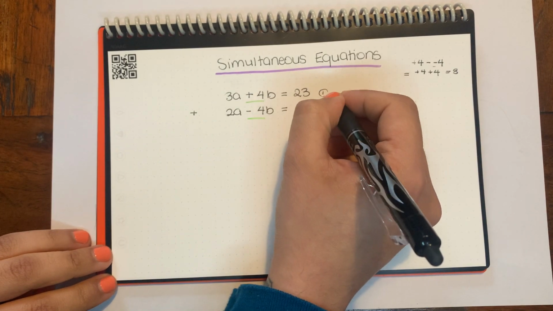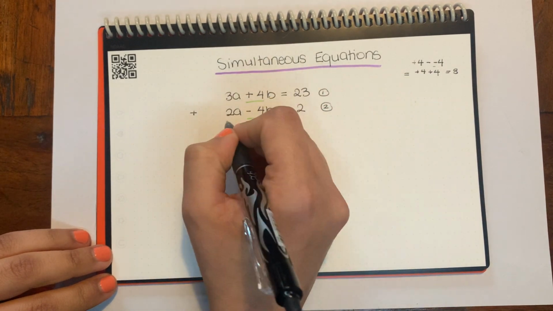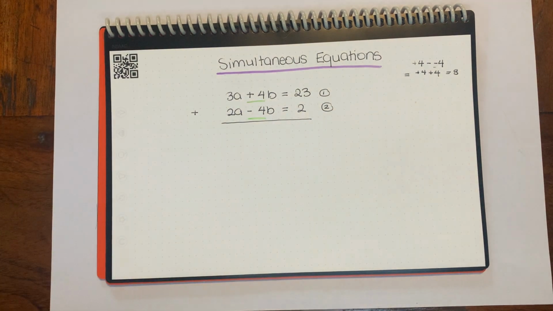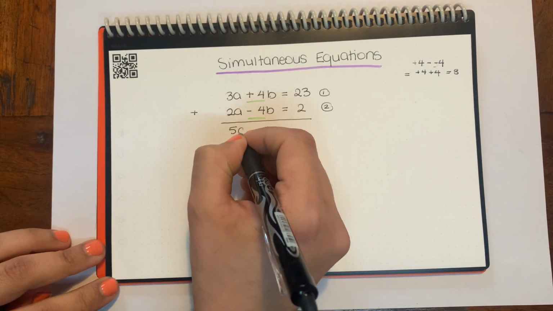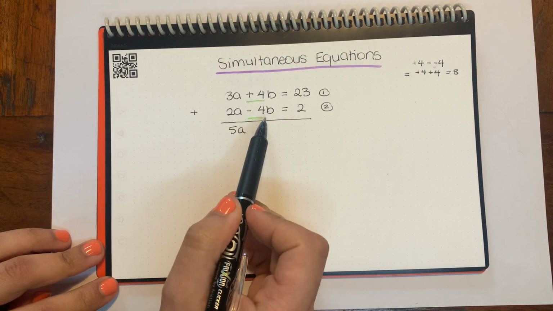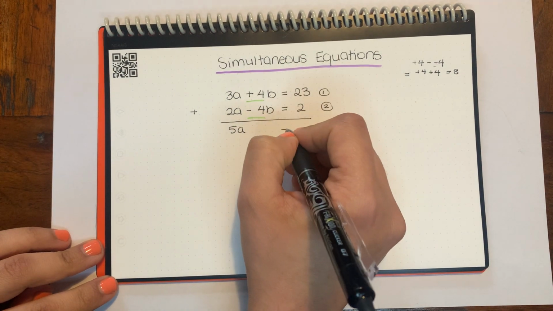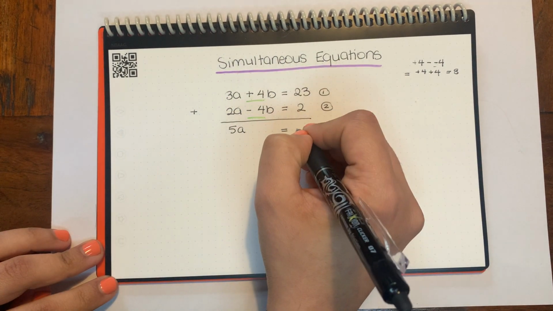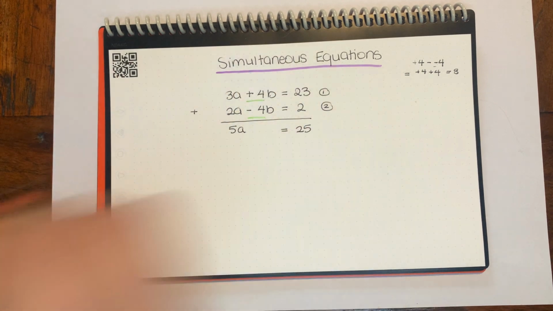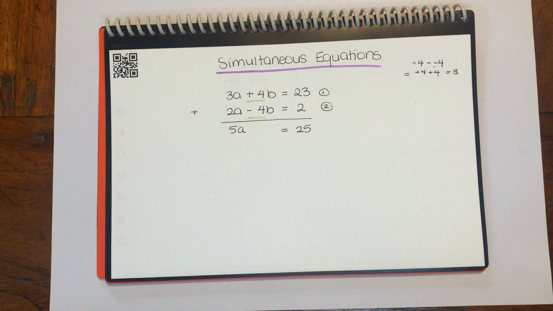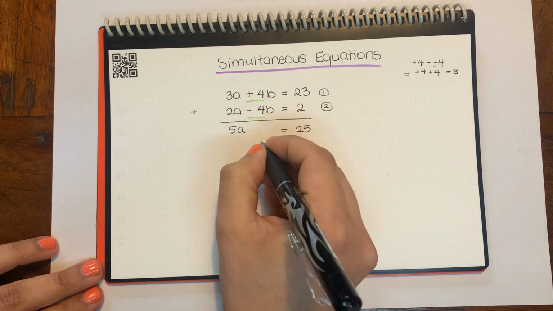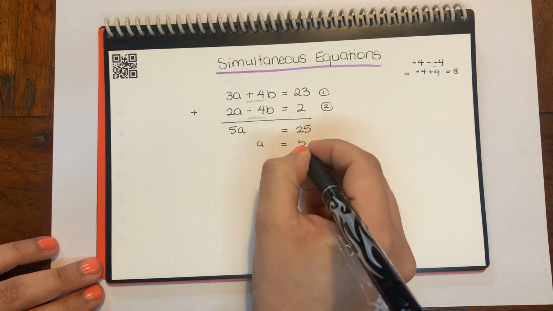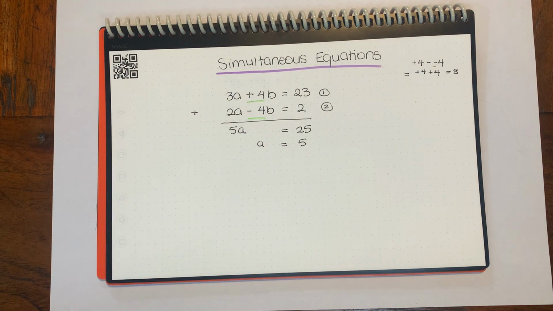So I'm going to label these 1 and 2, and I'm going to add equation 1 to equation 2. So 3a plus 2a is equal to 5a. 4b plus negative 4b is going to cancel out, which is exactly what I want. And then 23 plus 2 is equal to 25. And from there, I've got a much simpler equation with just one unknown value, so I can solve for a. If I divide both sides by 5, I get 25 divided by 5, which is 5. There's my value of a.